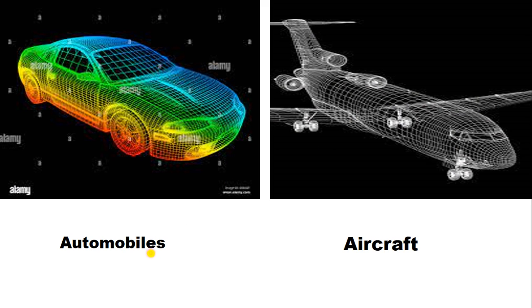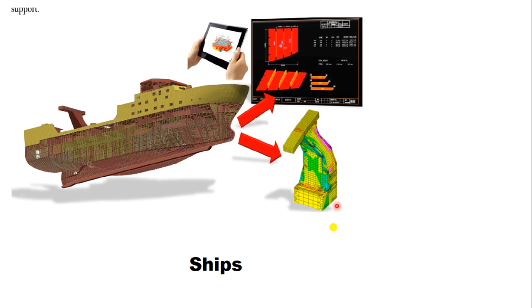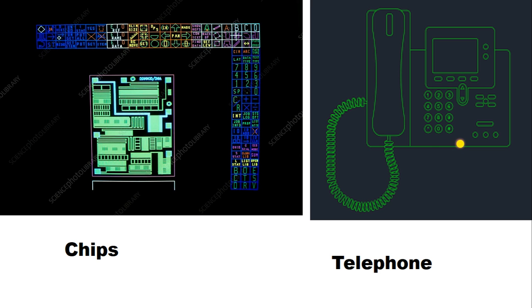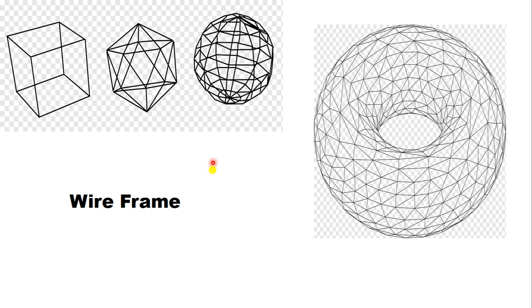You can develop automobiles, aircraft, and ships. Similar to this, many kinds of things can be developed. Chips you can develop like this, and many other types as well, all through CAD software in computer graphics. Next is telephone. Based on your vision and your thinking, you can develop different types of things in computer graphics using CAD software.